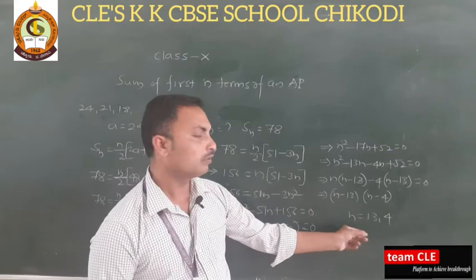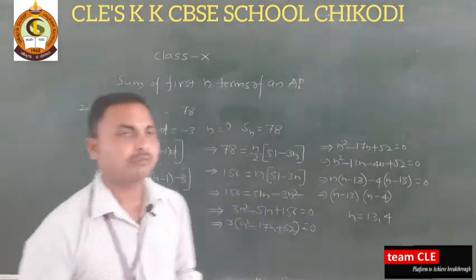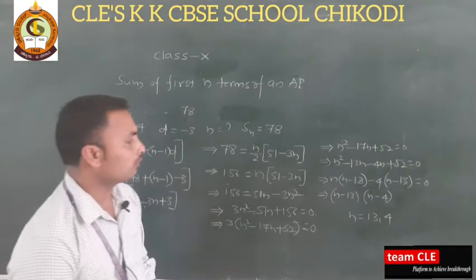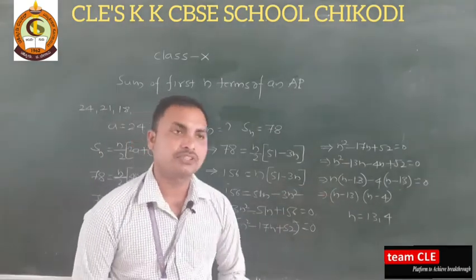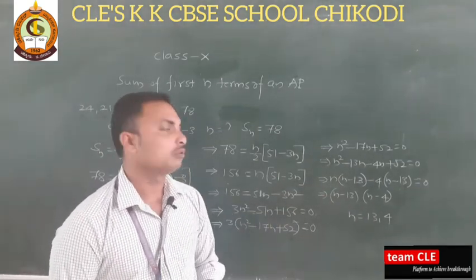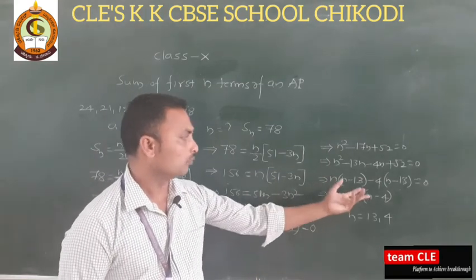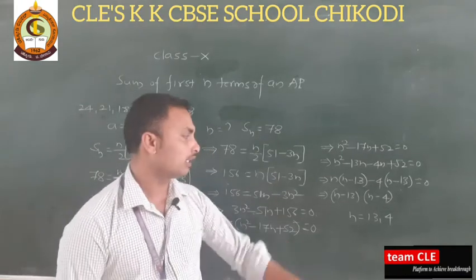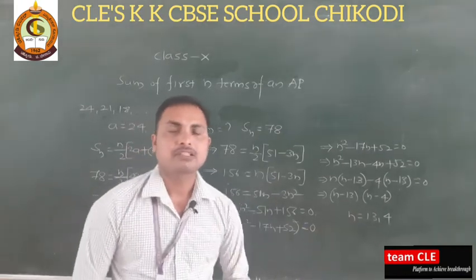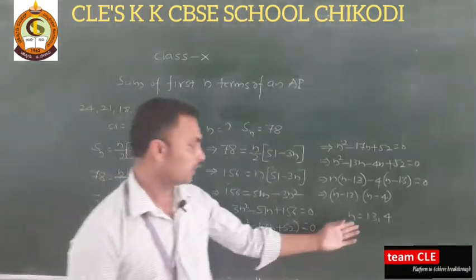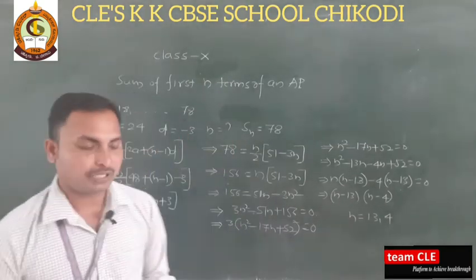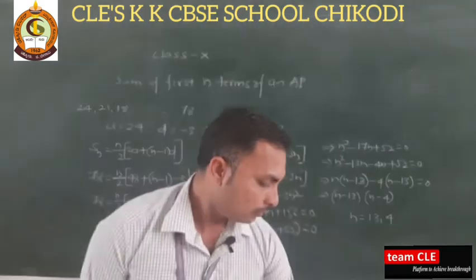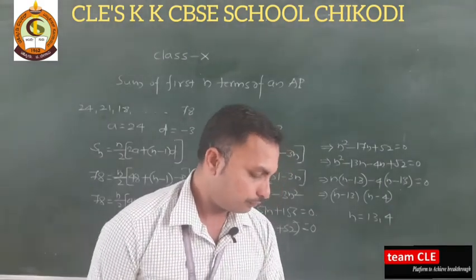Number of terms: how to find it? This is the method. You will get a quadratic equation, split it, and you will get two factors. Then transfer the factors and you will get the n values. Sometimes you will get one value, sometimes two values. I hope you understood this problem very well. Now I'll move to the next question.